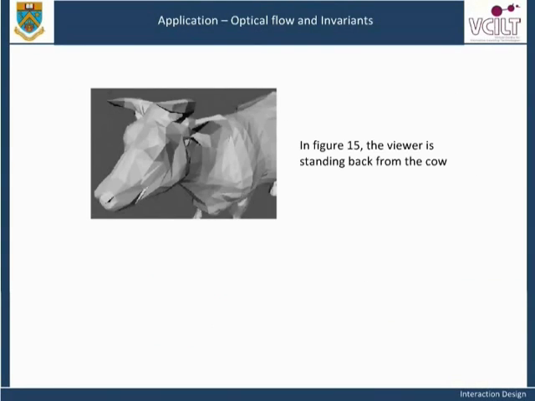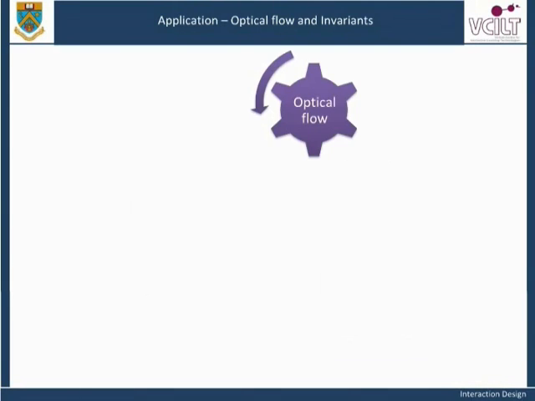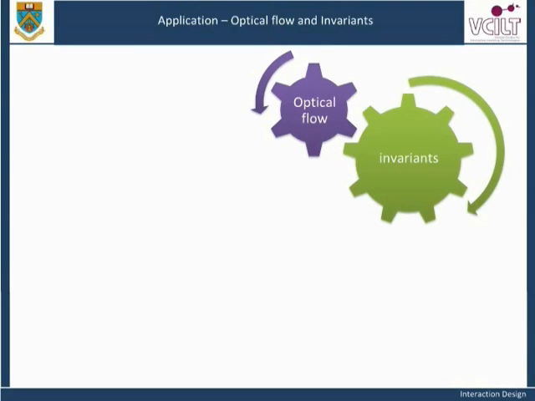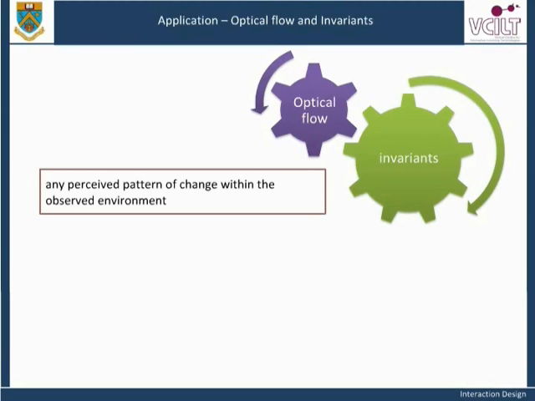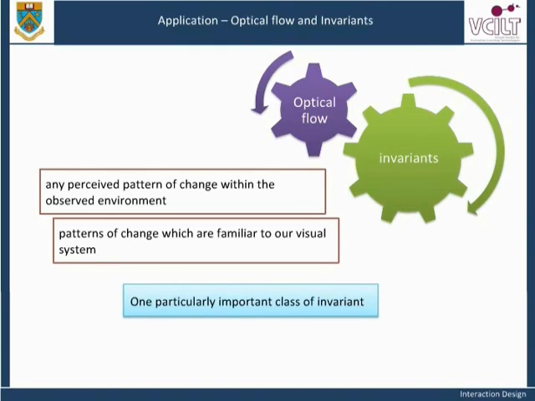In figure 15, the viewer is standing back from the cow. As they move a few millimeters forward, the computer decides that they should be able to see more detail, and suddenly the cow has an eye, as can be seen in figure 16. Optical flow turns out to be just one case in a wider family of invariants. Invariant is the word Gibson uses for any perceived pattern of change within the observed environment. Invariants are the patterns of change which are familiar to our visual system. One particularly important class of invariant is the affordance, which we shall investigate next.